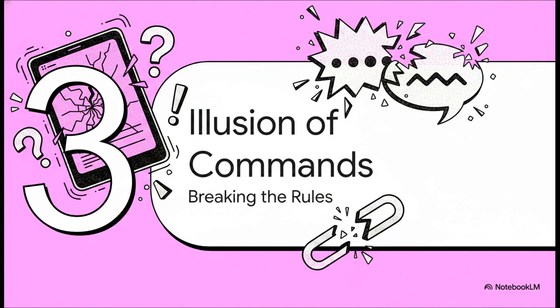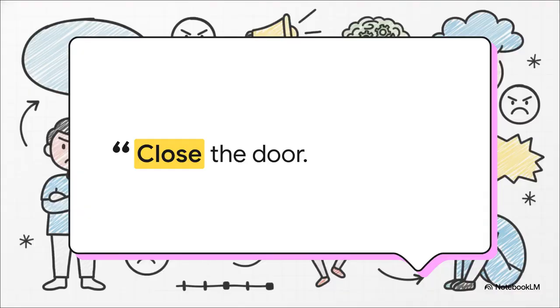Which brings us to Section 3, the illusion of commands, breaking the rules. Okay, we've got our foundational grammar out of the way, but I'll let you in on a little secret. What we think we know about commands, it's kind of largely a myth. Close the door. In the strictest, most literal dictionary definition, a command is the demand of an action by way of obligation.